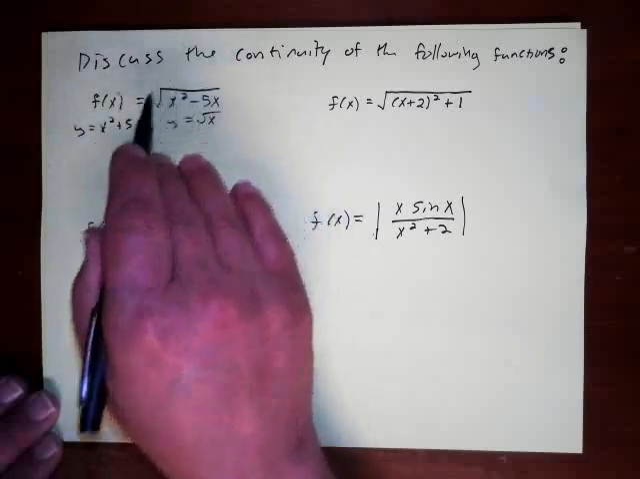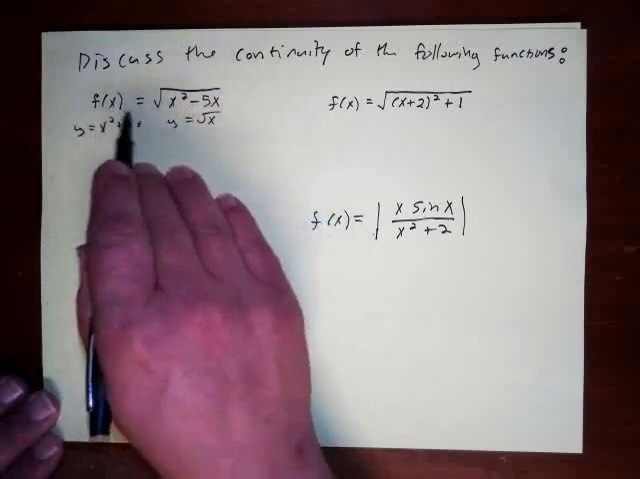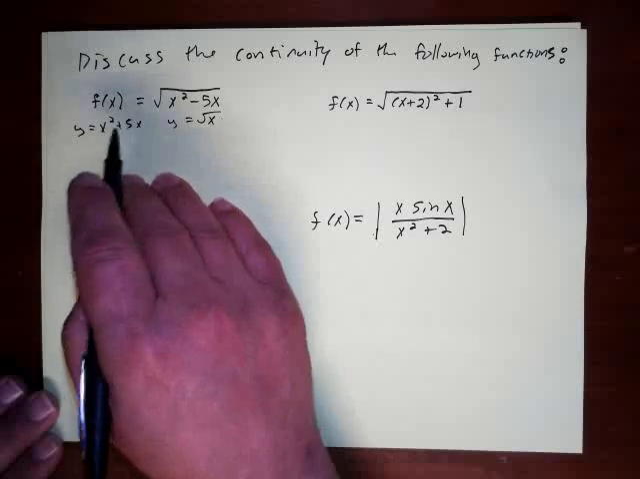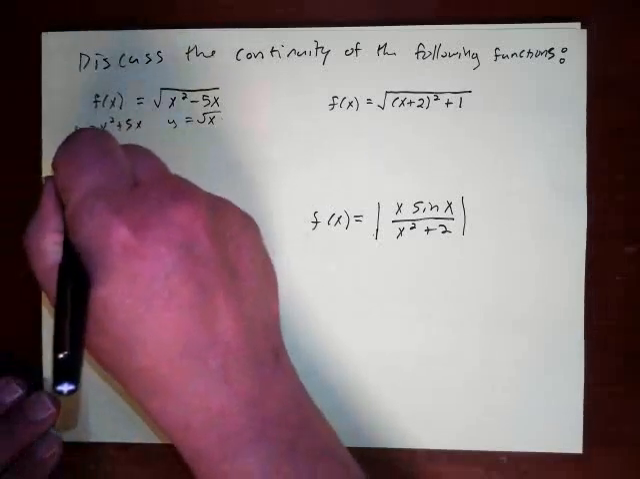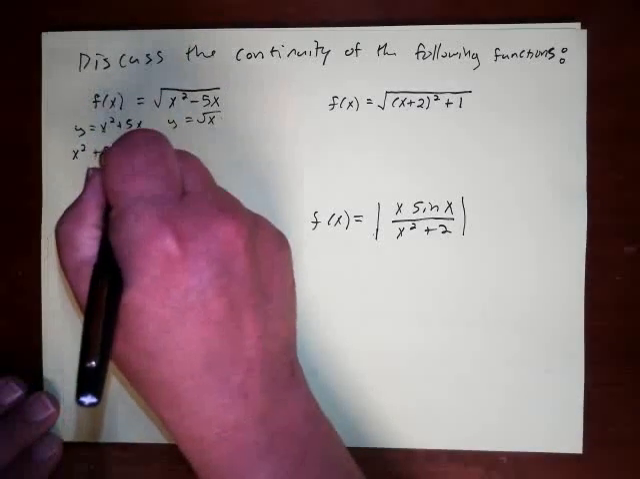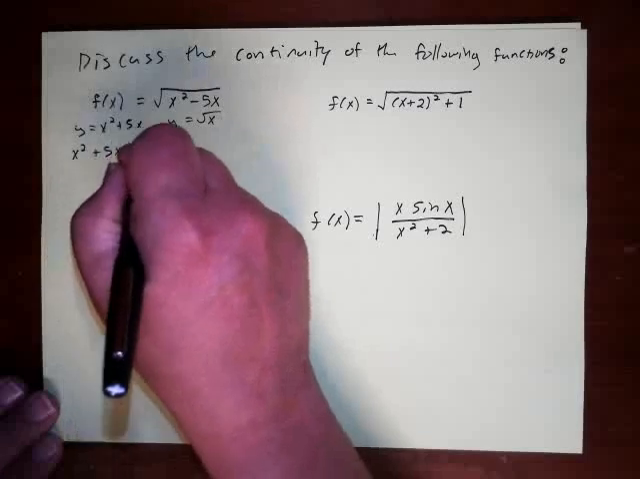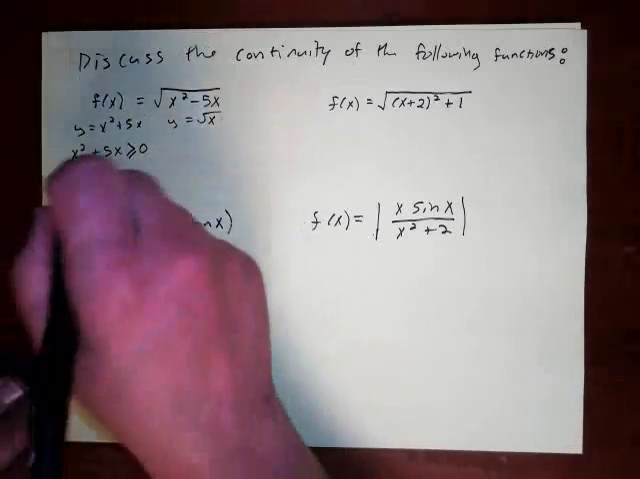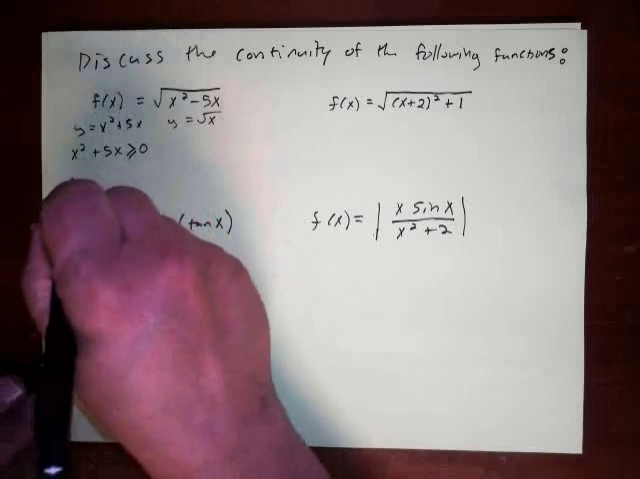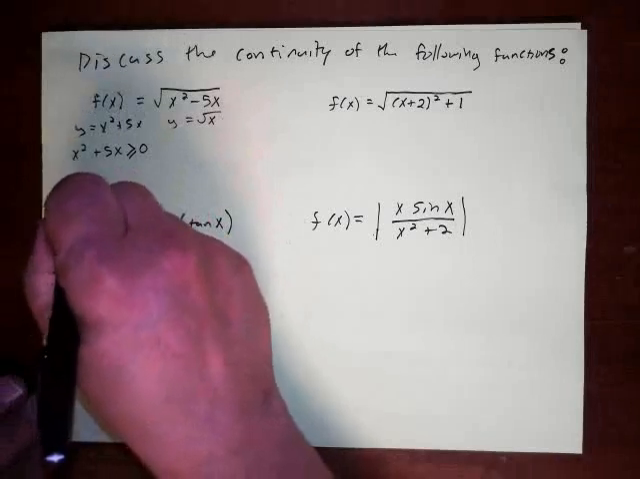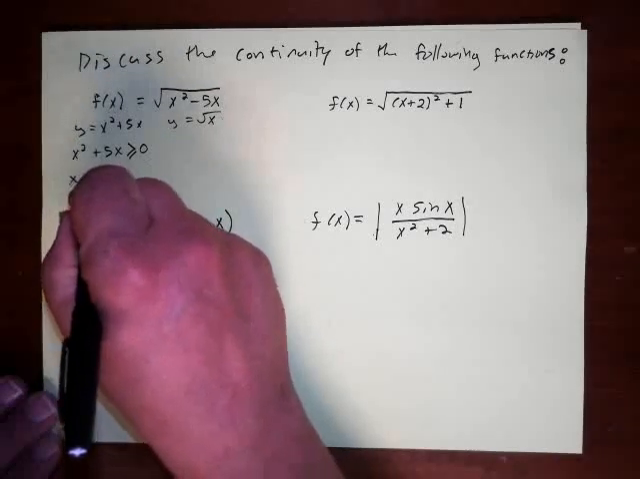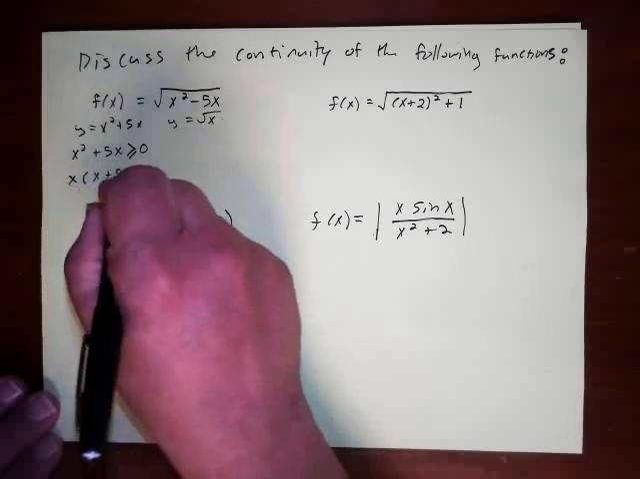So I gotta make sure for this entire thing to be defined, I gotta restrict the domain for when these are positive. Okay. So in other words, when x squared plus 5x is greater than or equal to 0. Okay. So then I can pull out an x here, and then I get x plus 5.